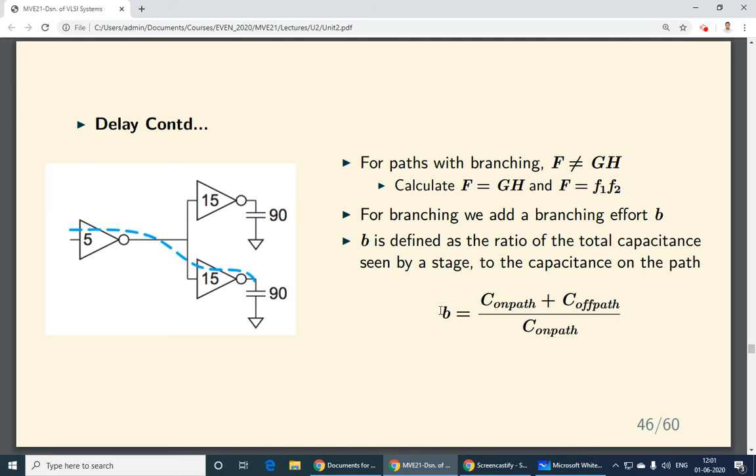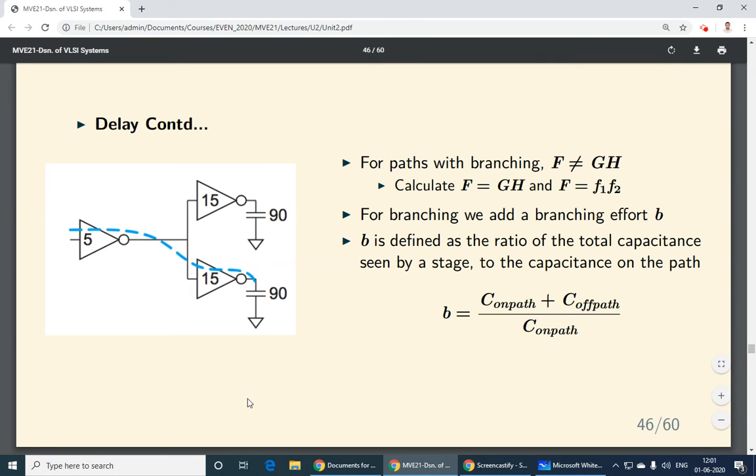It's relatively simple. Every time there is a branching like this, we have to calculate for this particular point a branching effort, which is given by this equation: C on path plus C off path, divided by C on path. It looks complicated, but it's very simple. It just means the total capacitance in this particular output. In this case, C on path is 90, C off path is also 90. So 90 plus 90 divided by 90, so 180 divided by 90, or B equal to 2.